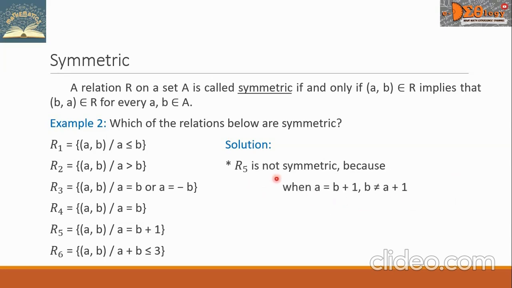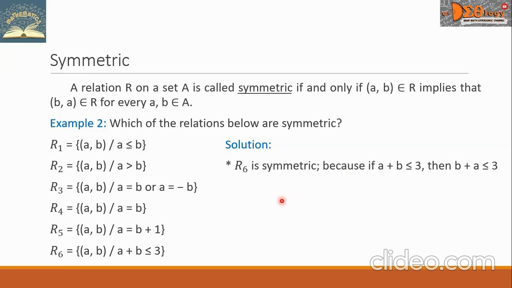Relation 5 is not symmetric because when A equals B plus 1, B is not equal to A plus 1. Relation 6 is symmetric because if A plus B is less than or equal to 3, then B plus A is less than or equal to 3.